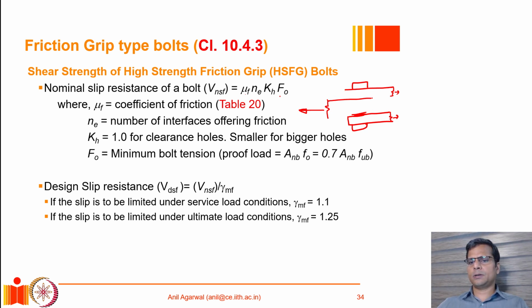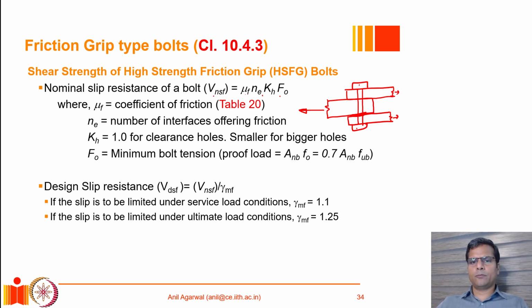And why is that friction present there? The friction is present because of the tension in the bolt. There is a compression between these two plates. So between this plate and this plate, there is a compressive force which is holding the plates in place. Likewise, there is a compression between this plate and this plate, right? And because of the presence of this compression, that normal stress, there will be a shear slip resistance present. So in this particular case, for example, we would have NE equal to 2. All right.